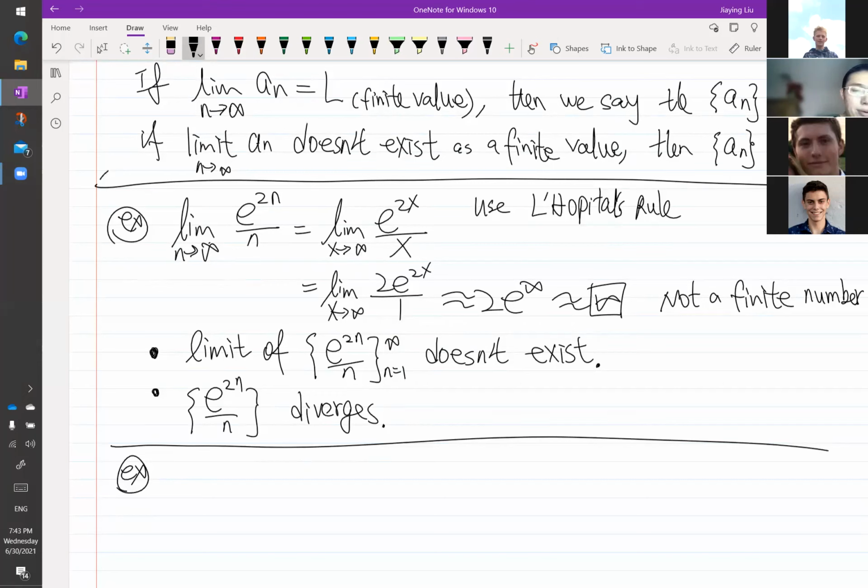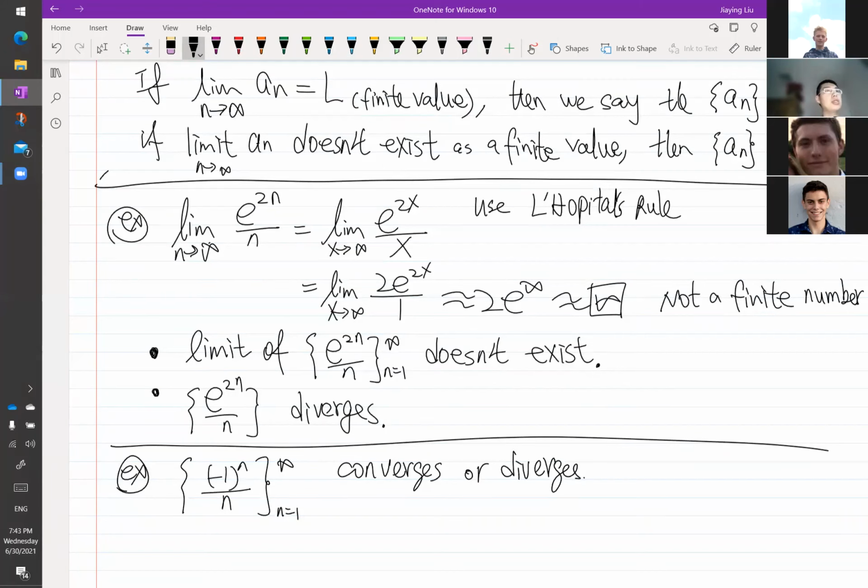So the next example is, I want to know if this sequence, -1 to the n over n, as n goes from 1 to infinity, converges or diverges. Can we find the limit, basically? And what is the limit?